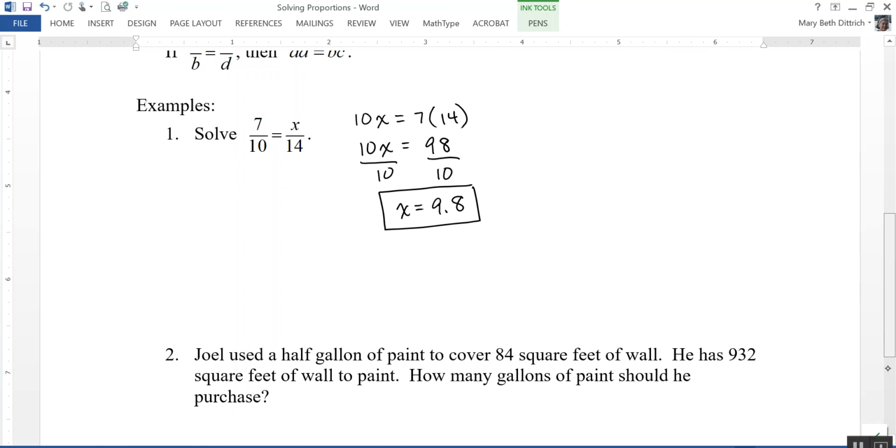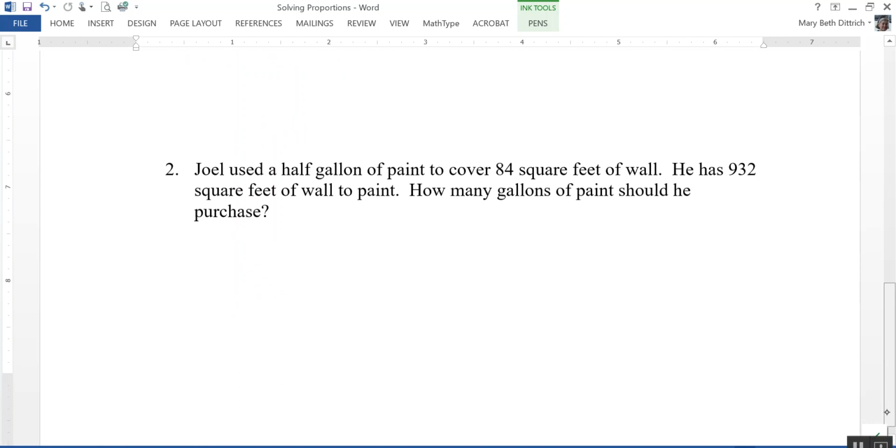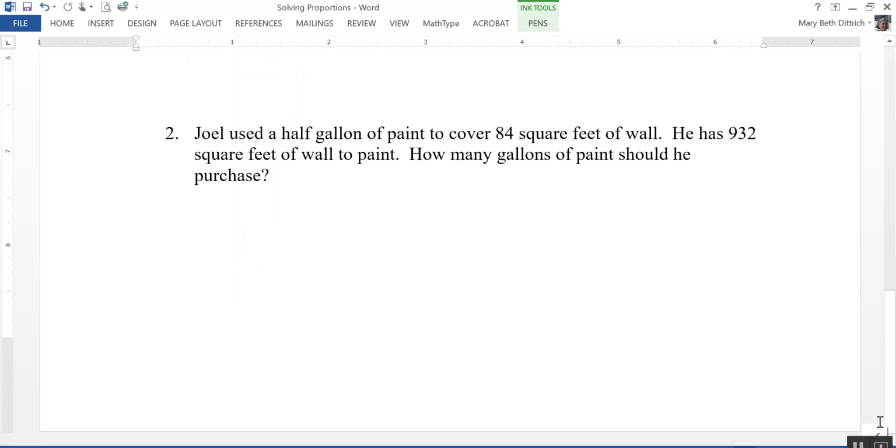And our second example here is a word problem. Joel used half a gallon of paint to cover 84 square feet of wall. He has 932 square feet of wall to paint. How many gallons of paint should he purchase? So we're going to set up our proportion here.